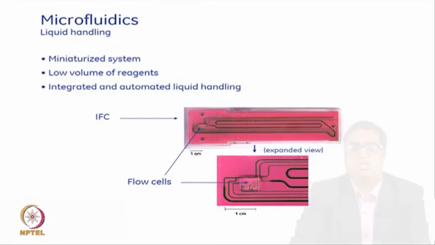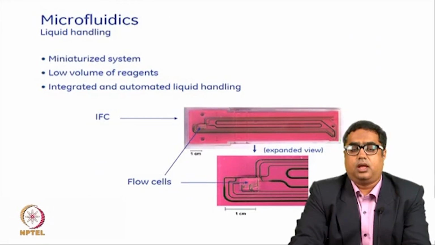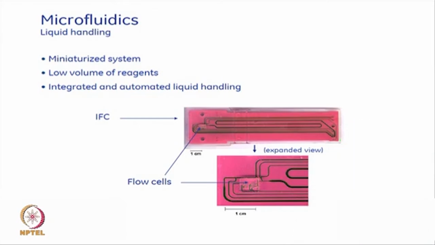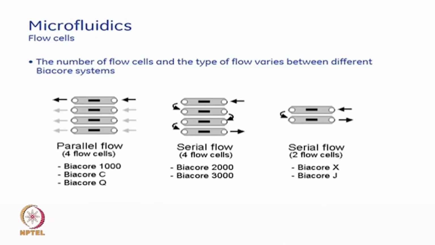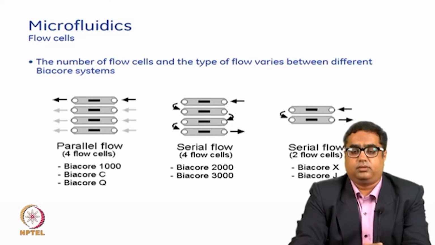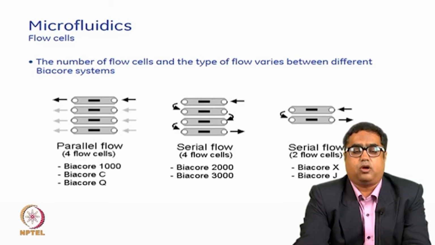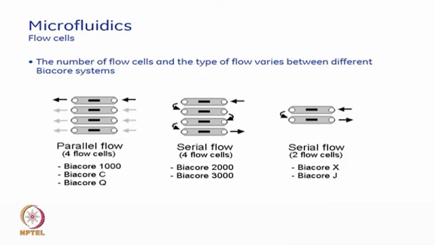The interactions happen in a miniaturized system called microfluidics, which is the liquid handling part of the system, which contains very low volumes of reagents, and they are integrated and automated liquid handling systems where the flow cells are situated and the actual interaction happens and is recorded by the system. There could be many ways of orientation of the microfluidics and the flow cells. It could be a parallel way, a serial way, or two cells at a time, and different systems can have different ways of the fluidics and also different orientations.